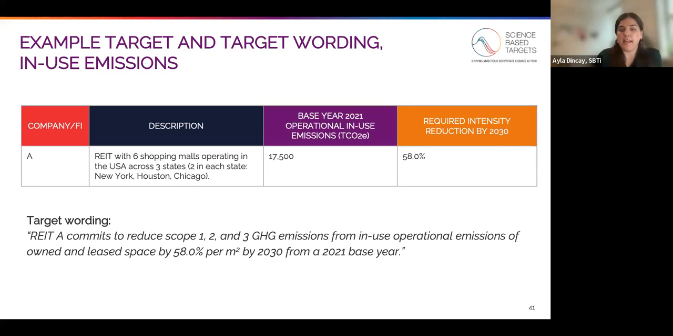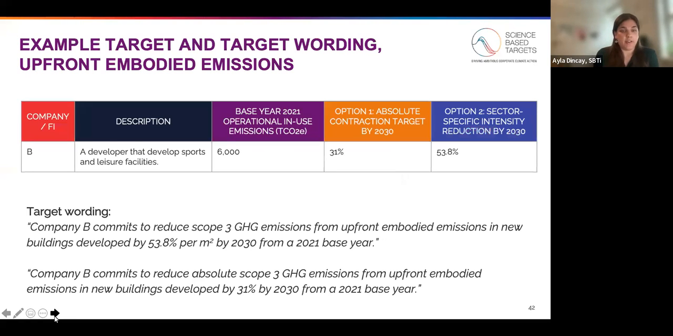The case company A is a REIT that has 6 shopping malls across the USA. It owns and manages 2 malls in New York, 2 in Houston, and 2 in Chicago, and additionally leases an office space. Using the target setting tool, the aggregated reduction target for whole building and operational emissions is 58%. And the target wording for the rate would be as seen on the screen.